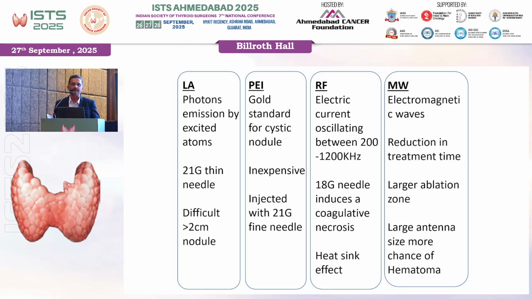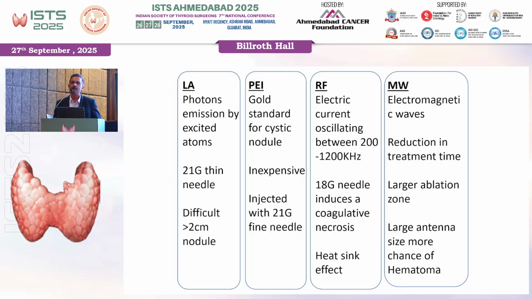The problem with laser ablation: it's a good tool, but difficult for larger tumors, at least more than 15 mm. Sometimes the results are not as good. While percutaneous injection of ethanol is the gold standard for cystic tumors, for spongiform or solid tumors it's not that helpful. RF is good, it uses electric current. Microwave is better, it uses electromagnetic waves. The problem with RF is the heat sink effect.